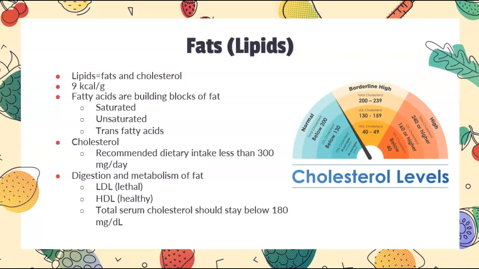LDL increases the risk of atherosclerosis by contributing to the plaque buildup on the artery walls. You can think of LDL as the lethal type. HDL transports cholesterol from the bloodstream to the liver to be excreted, and you can think of HDL as the healthy type. Total serum cholesterol should stay below 200 milligrams. And when you're teaching a patient about cholesterol, it should be aimed at reducing LDL, the lethal type, and increasing HDL, the healthy type.